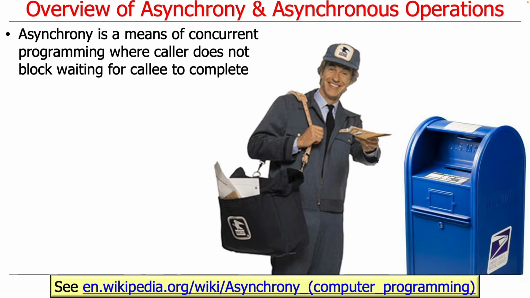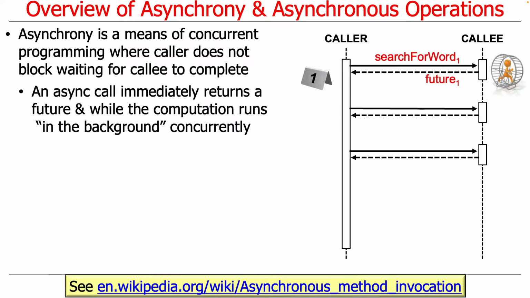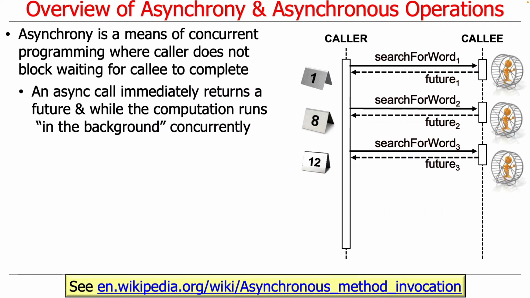So unlike, say, a phone call, right? You make a phone call. If the person answers the phone, you have a synchronous communication. But texting and emails and mail are asynchronous. So what happens in asynchrony is that the async call returns immediately with something called a future, and then the computation that you initiated will go and run in the background concurrently.